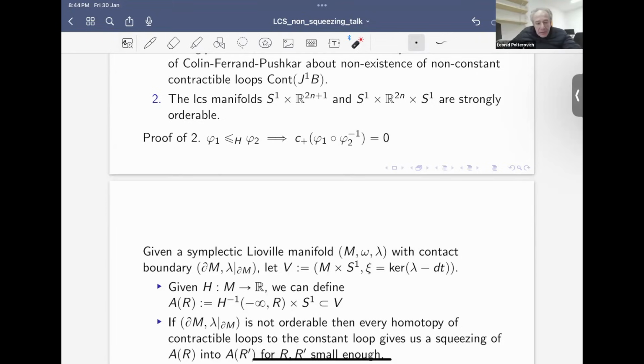I have a kind of naive question. So consider the simplest case. Consider the circle as a contact manifold. Consider the symplectization modulo Z, so it's a torus. So what is this group of LCS Hamiltonian diffeomorphisms in this situation?